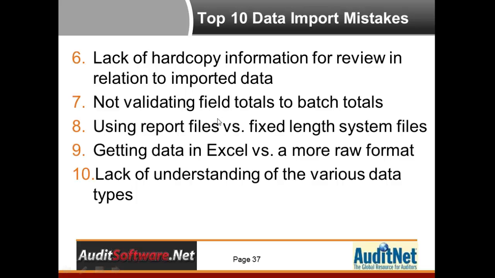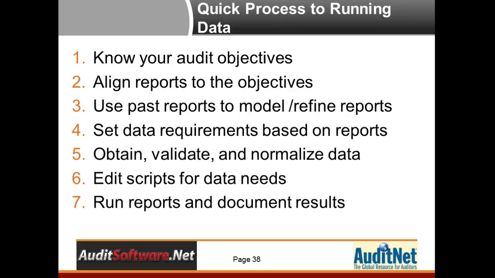So again, these were just some of the top 10s that I could think of, and hopefully this helps you in some way. From a quick process to running reports, what would be your process? First off, knowing your audit objectives, then aligning the reports to the objectives, maybe using past reports such as AuditNet to help refine that model and get you better audit questions. Then setting those data requirements based on those reports, and obtaining, validating and normalizing data after you've set the data requirements, which was that Excel document.